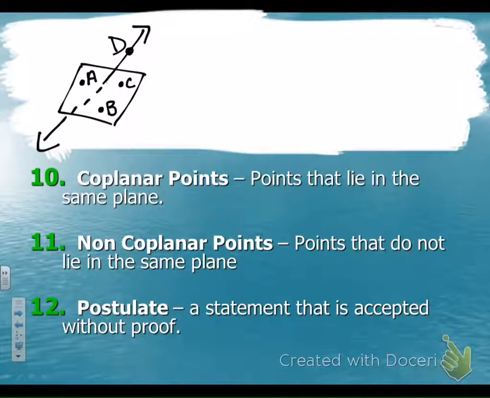Okay, we've got a new diagram to show both coplanar and non-coplanar points. You can imagine that this line here is poking through the plane. It pokes a little hole in it. When we talk about coplanar points, we're talking about points that are in the same plane. In this case, points A, B, and C are all coplanar.